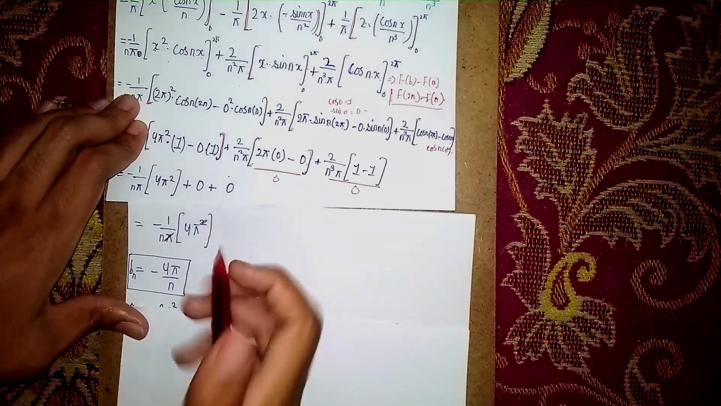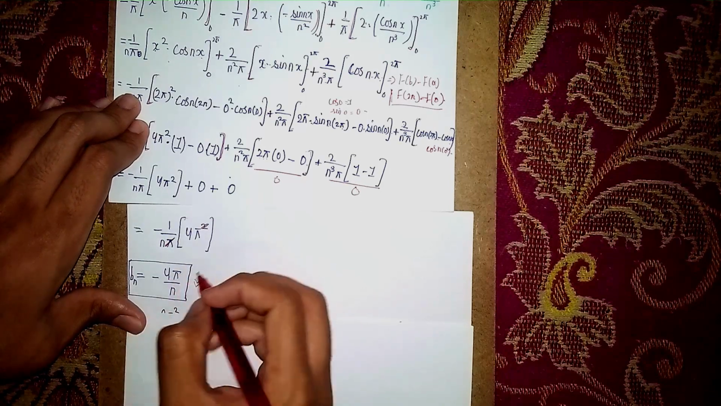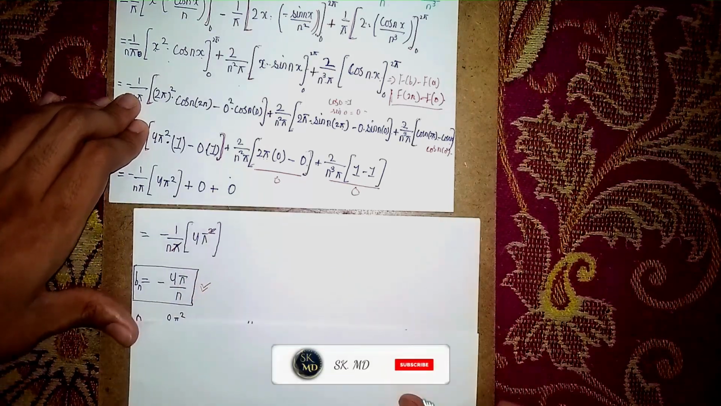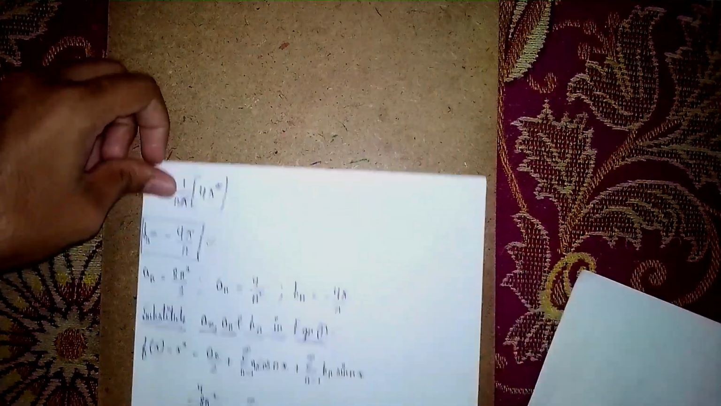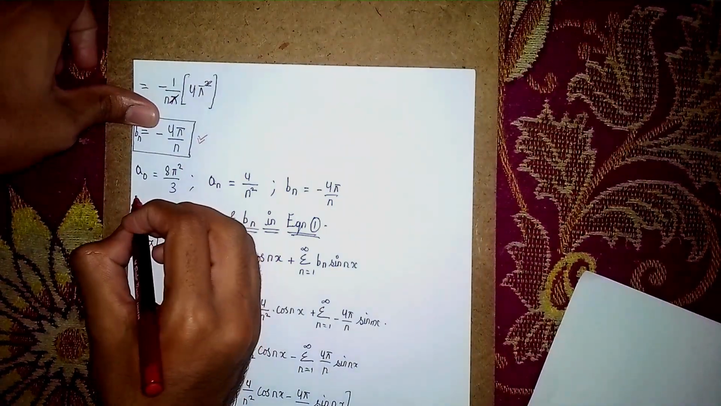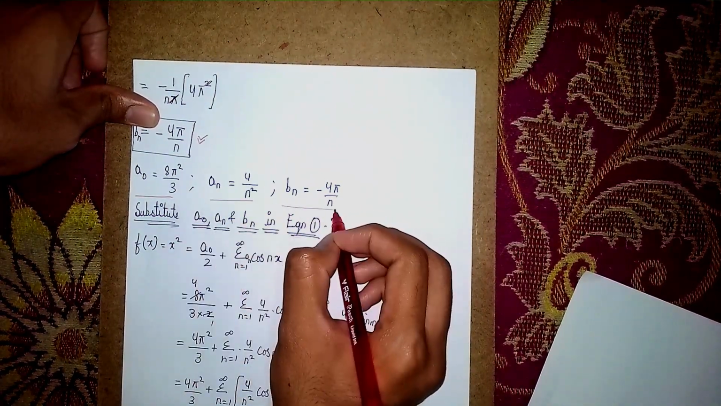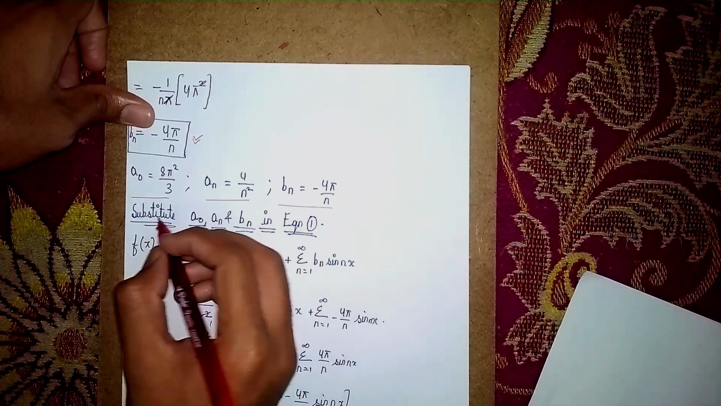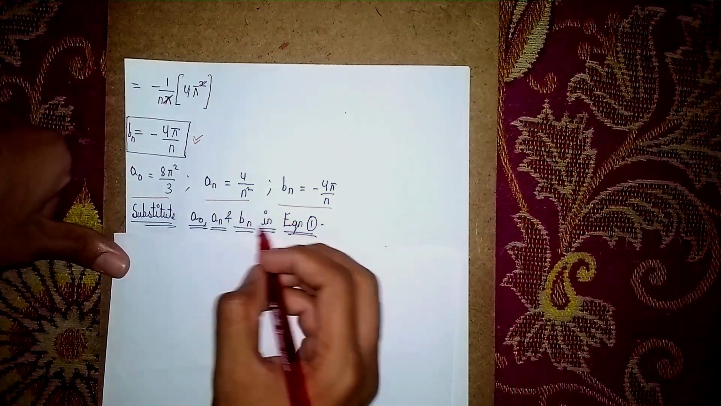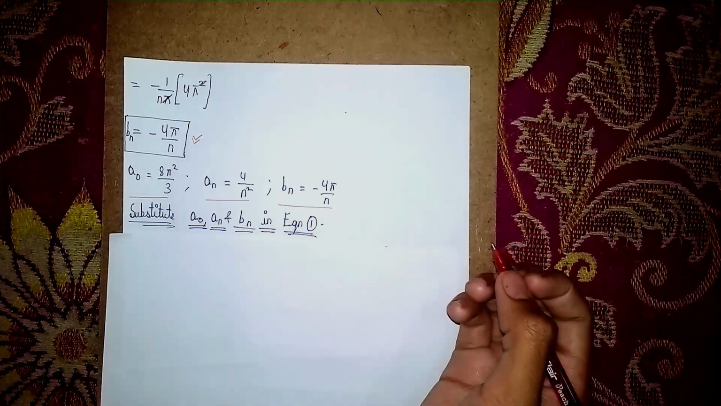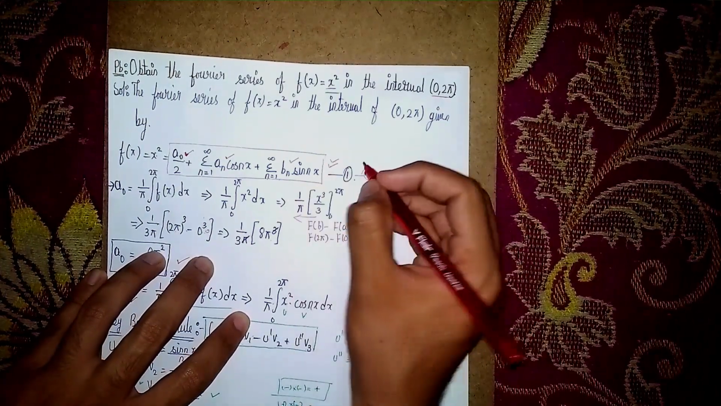What is now our bn value? We have found our bn is minus 4 pi by n. Now the next step: we have found the a naught value, the an value, and the bn value. Next, write this statement: substitute a naught, an and bn in equation 1. This is equation 1, a general equation that you have to remember.